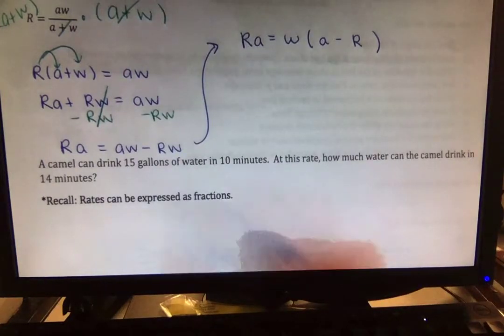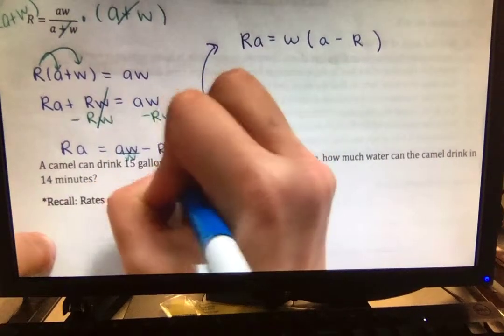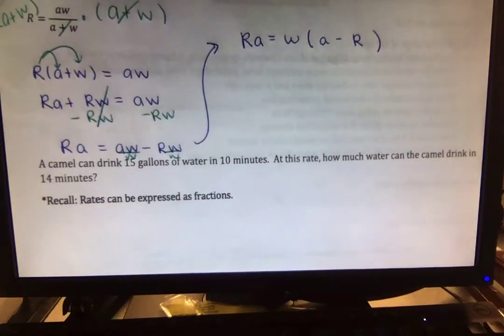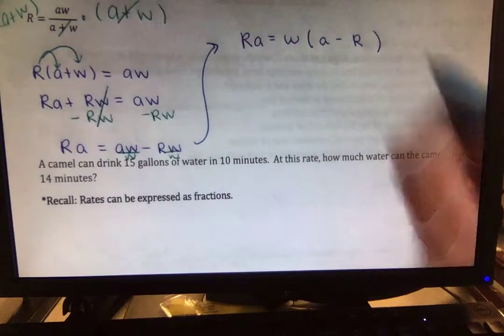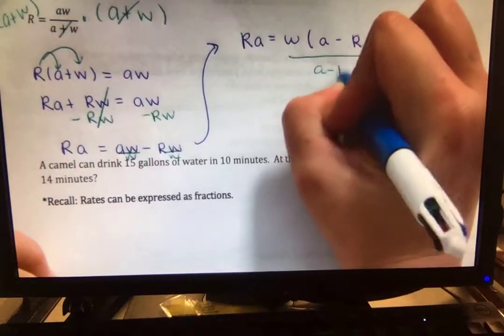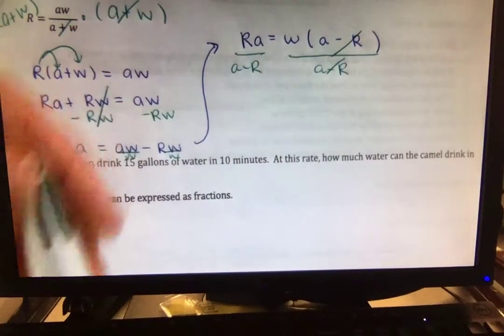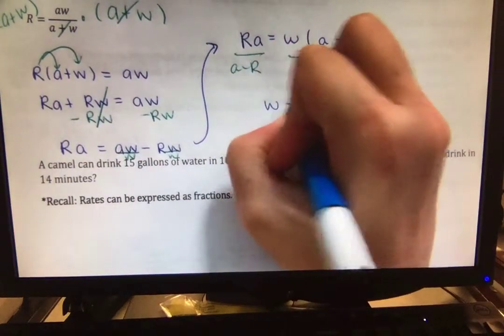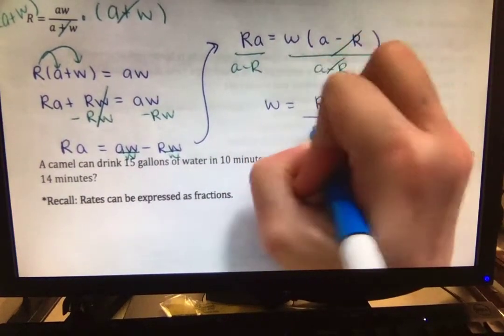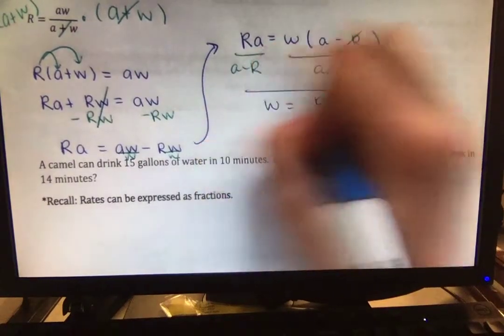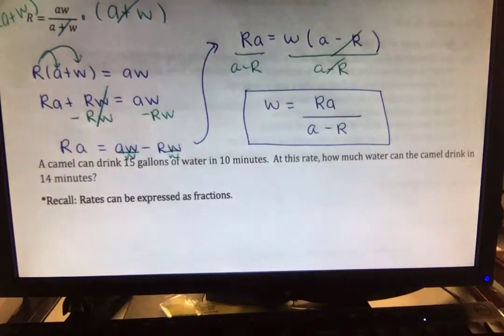We're factoring or dividing out that W from both sides, so we're left with A minus R. So now we have W by itself, so that's good. We're getting closer. Last step to get W completely by itself: divide by A minus R. So our final answer is W equals RA over A minus R. Final answer.